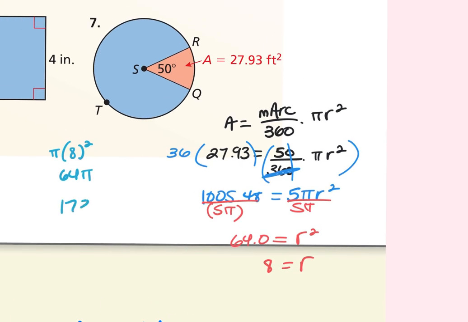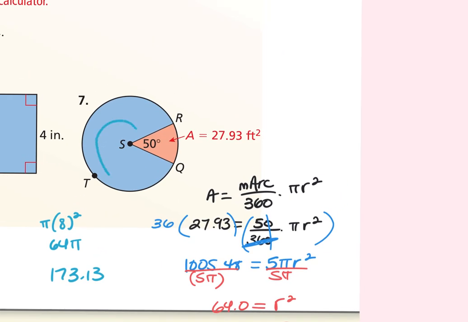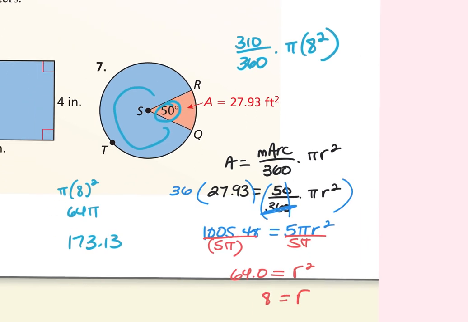And you get 173.13. Or you could find the area of the shaded region using 360 minus the 50, which would be 310 over 360 times pi 8 squared. And you get the same answer, 310 times pi times 64 divided by 360. Same answer, 173.1.